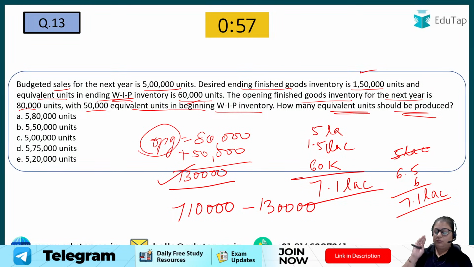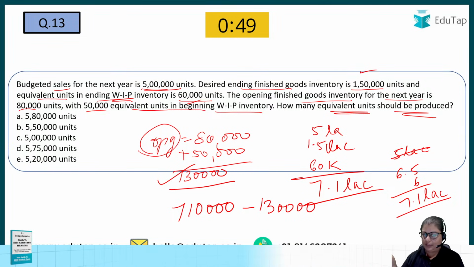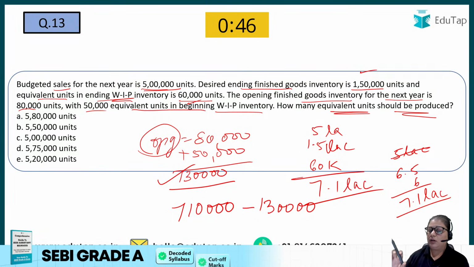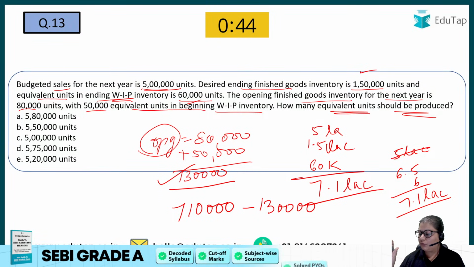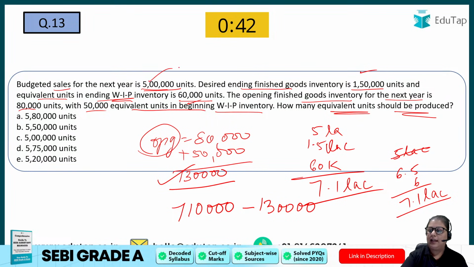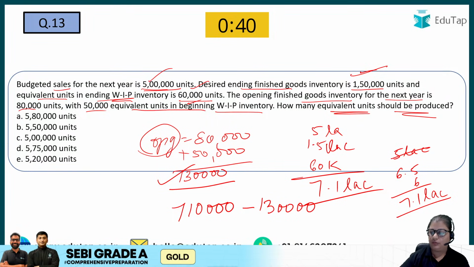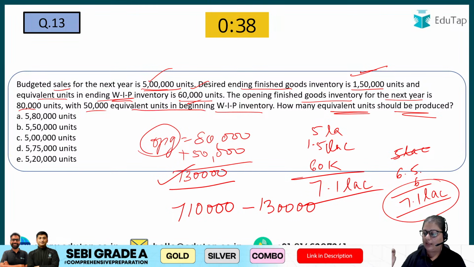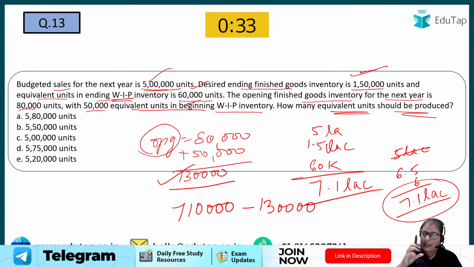Can I explain it again? Budgeted sales for the next year is 5 lakh. Desired ending finished goods I want 1,50,000, and WIP I want 60,000. So 5 lakh plus 1,50,000 plus 60,000 amounts to 7.1 lakh units I want for the next year. And how much do we have in our inventory right now? It is 80,000 plus 50,000, that is 1,30,000 units.